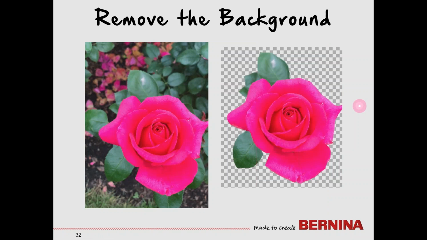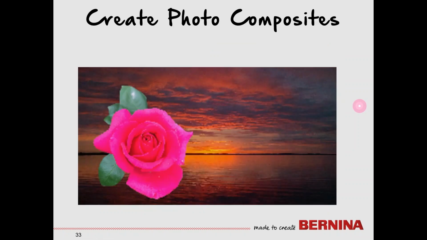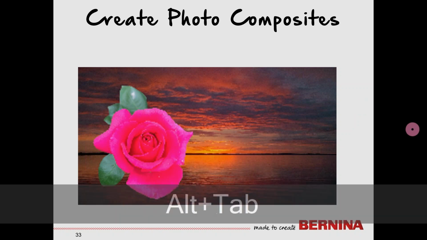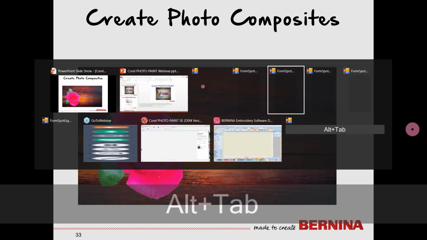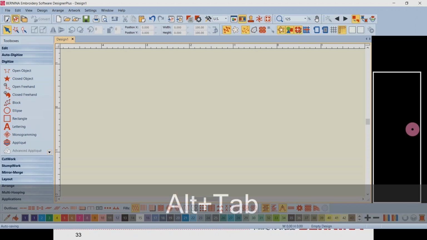We'll also cover how to take an image and remove the background so that you can create a photo composite and apply that image to another photograph that is going to serve as your background. So let's go ahead and get started and learn about what you can do in Corel PHOTO-PAINT.